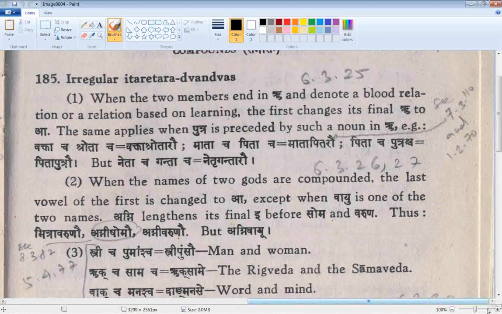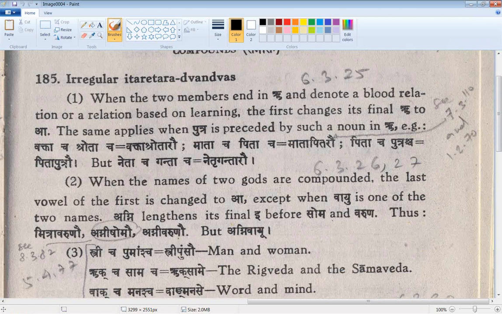Okay, now irregular itaretara dvandva. What he says is that when two members end in ru and denote a blood relation or a relationship based on learning, the first changes its final ru to an akara. The same applies when putra is preceded by such a noun. So vakta cha shrota cha, vaktashrotarau; mata cha pita cha, matapitarau; pita cha putrashcha, pitaputrau; but neta cha gantaa cha, netragantarau.